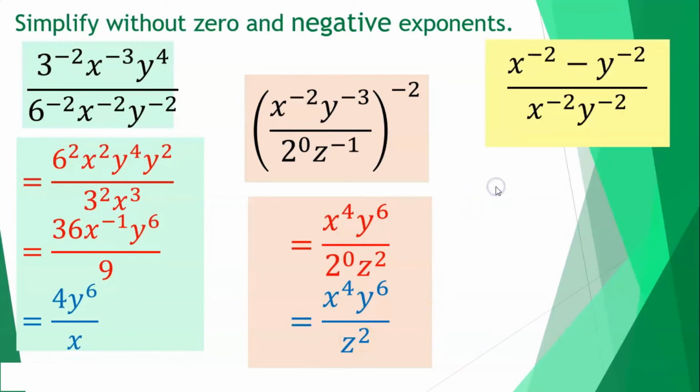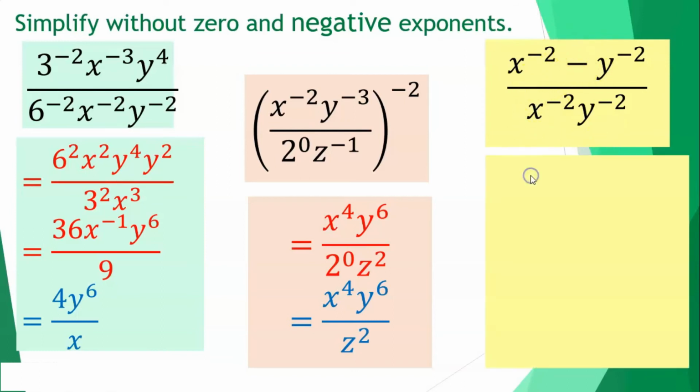One last. x to the power of negative 2 minus y to the negative 2 over x to the negative 2, y to the negative 2. So take note, all of the exponents here are negative. So bring down and bring up. So reversing this, we will have the equation x squared y squared over x squared minus y squared.